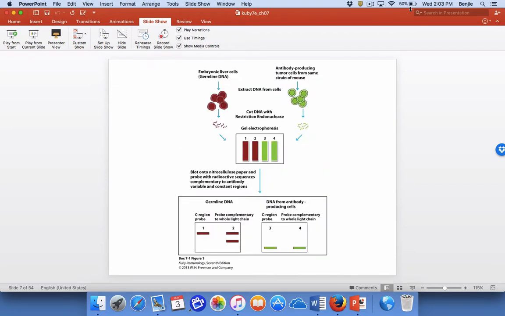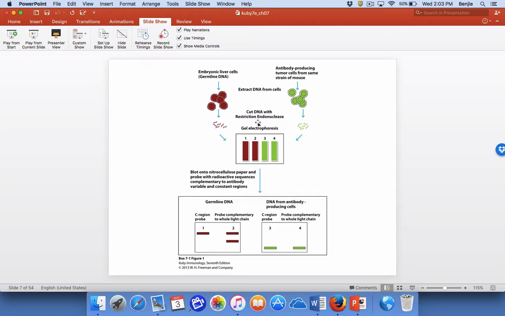All right, this shows Hozumi's and Tonegawa's experiment for DNA. So let's look at this for just a second. Anytime you're going through this book, pay attention to the experiments, because they put them in there for a reason. They took embryonic liver cells and isolated germ line DNA from it. And then over here they had antibody producing tumor cells of the same strain of mouse, and they were able to put the DNA over here.